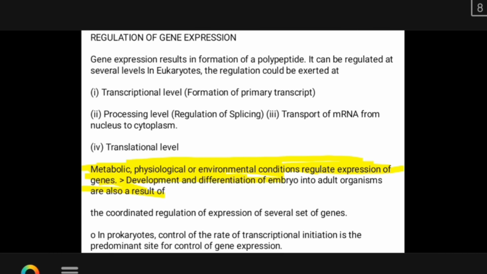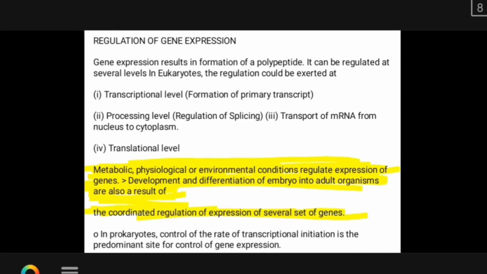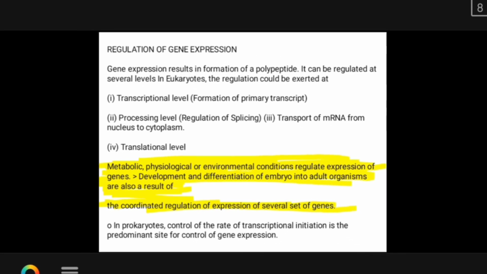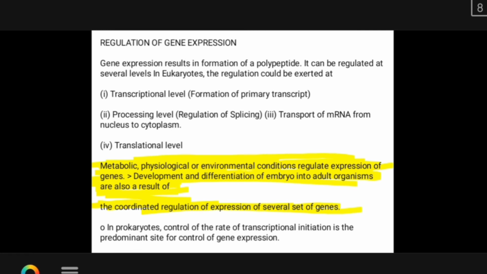Development and differentiation of embryo into adult organisms are also a result of coordinated regulation of expression of several sets of genes. In prokaryotes, control of the rate of transcriptional initiation is the predominant site for control of gene expression.